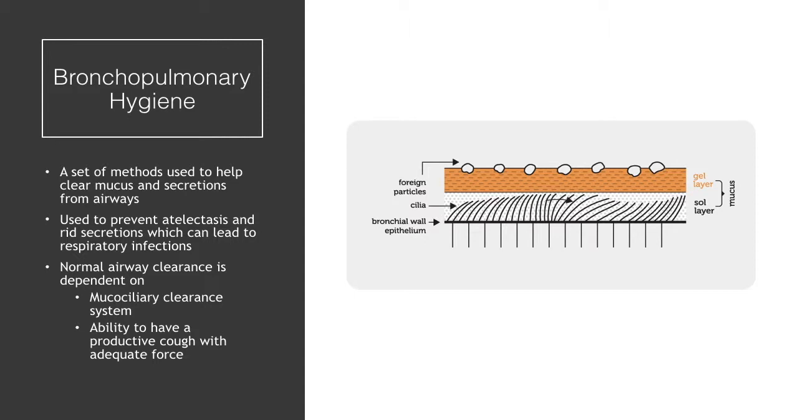And normal airway clearance is dependent upon the mucociliary clearance system, which is pictured on the right, as well as the ability to have a productive cough that has adequate force. So the mucociliary system is the system that uses the cilia, or the little hairs, to push the foreign particles up further towards the larger airways so that they can be coughed out.